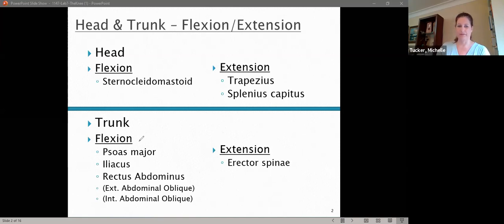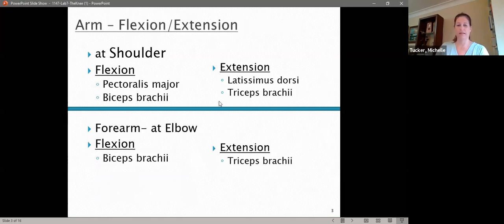So psoas major, iliacus, rectus abdominis, these are agonists of each other, and their antagonist for all 3 of them is the erector spinae group. Okay. At the shoulder, we have flexion, bringing the arm forward, and the 2 muscles that accomplish that are pectoralis major and biceps brachii. Their antagonists are latissimus dorsi and triceps brachii. For flexion of the arm at the elbow, we have biceps brachii, and its antagonist is triceps brachii.